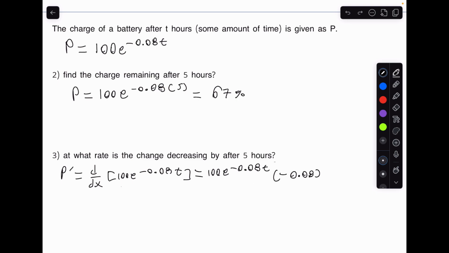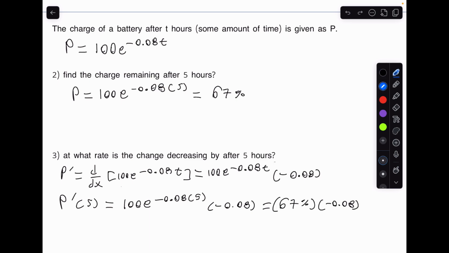So this derivative that we got from P describes the rate of change, but we need to find it after 5 hours. So for P prime, we're going to plug in 5. We get 100 e to the negative 0.08, replace t with 5, and we have times negative 0.08. So from the last question, we already found out that this term right here is equal to 67%. So we get 67% times negative 0.08.